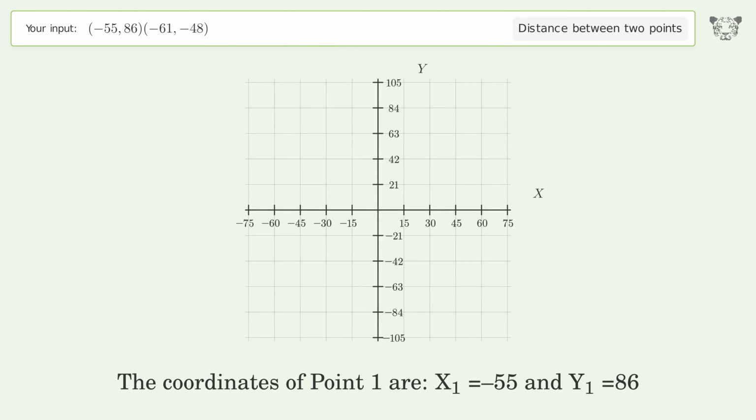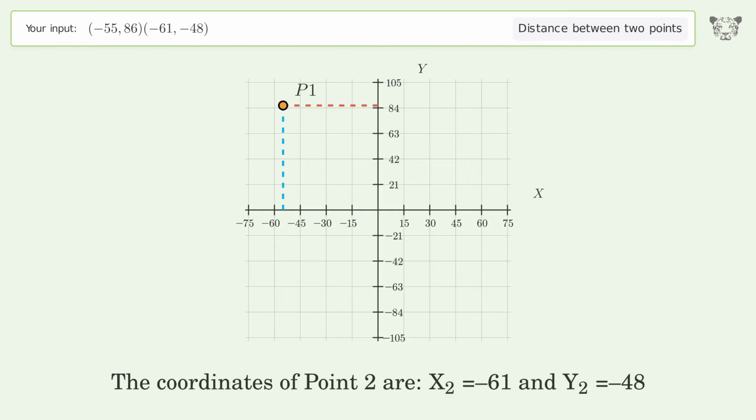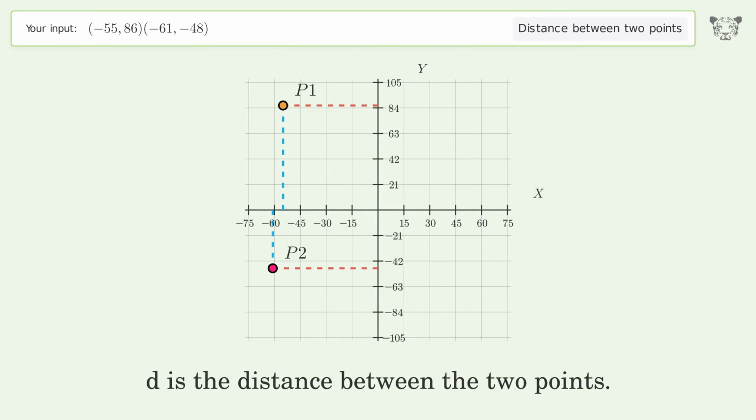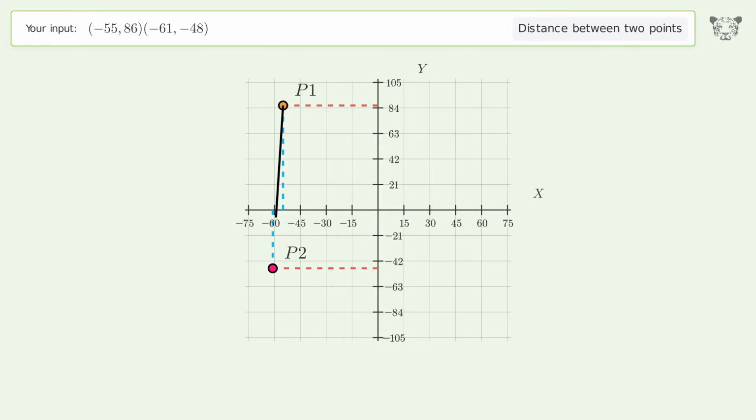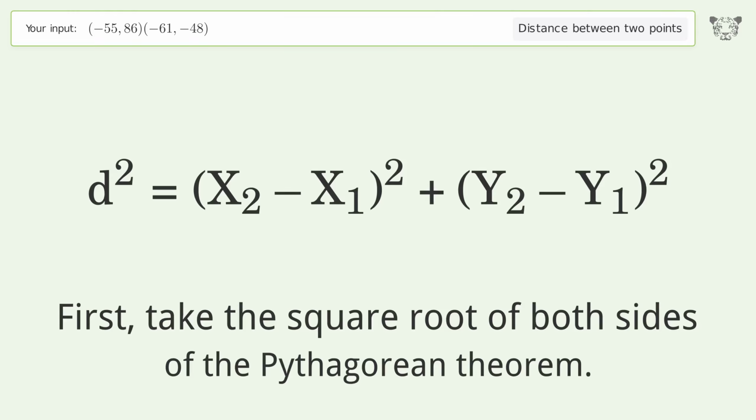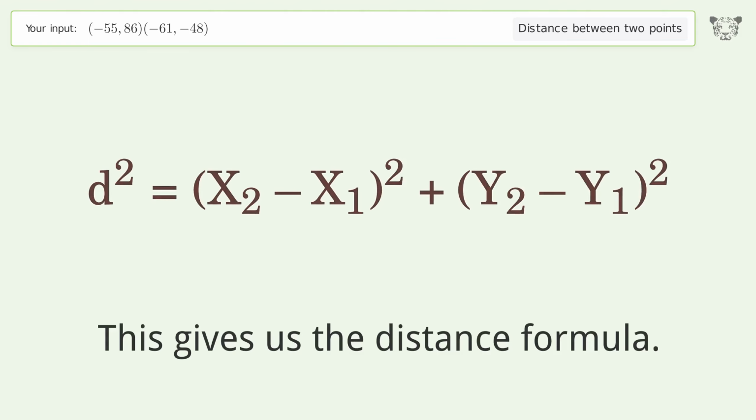The coordinates of point 1 are x1 equals negative 55 and y1 equals 86. The coordinates of point 2 are x2 equals negative 61 and y2 equals negative 48. D is the distance between the 2 points. First, take the square root of both sides of the Pythagorean theorem. This gives us the distance formula.